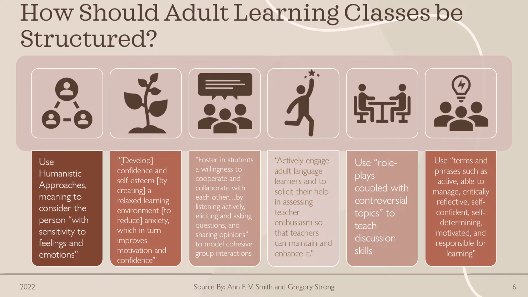They also recommend using terms such as active, able to manage, critically reflective, self-confident, self-determining, motivated, and responsible for learning to give adults a sense that they are in charge of what they learn, in the sense that they decide whether they're going to be attentive to your class, whether they're going to push themselves to complete work, to reach out and speak out, and so on and so forth.